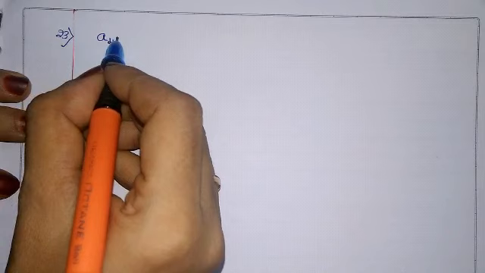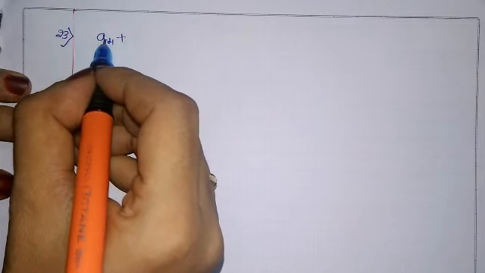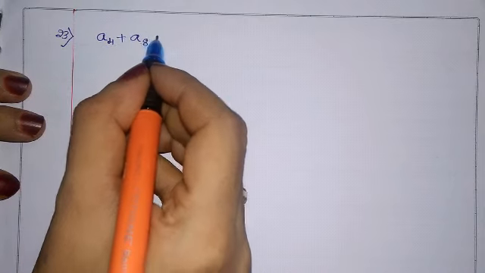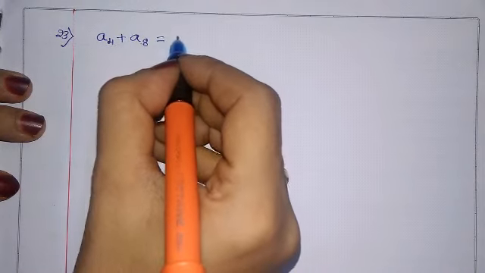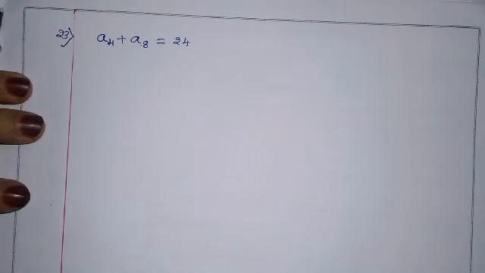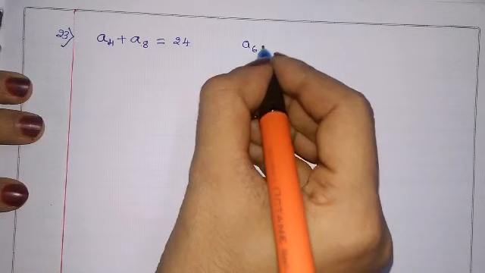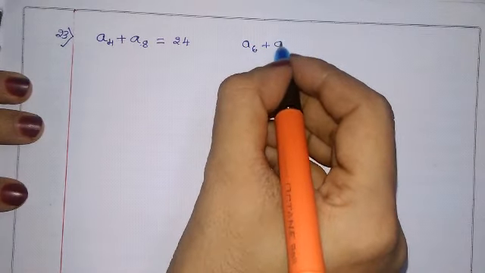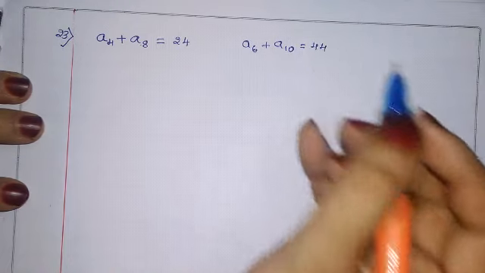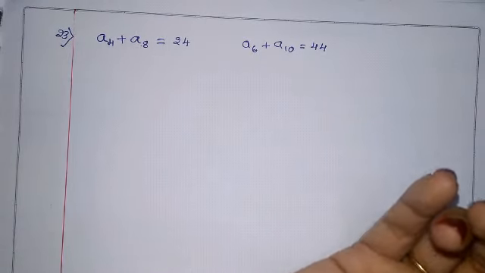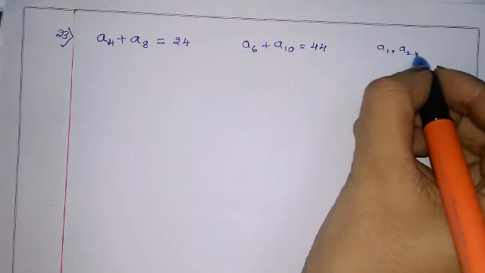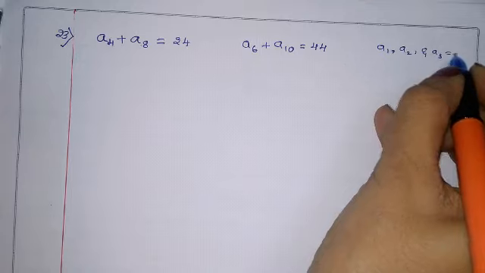The sum of the 4th and 8th term is 24. That is the first condition they have told. And the sum of the 6th and 10th term is 44. Find the first three terms of an AP. So we have to find the first three terms A1, A2 and A3 of the AP.